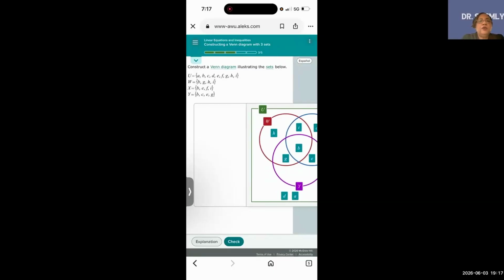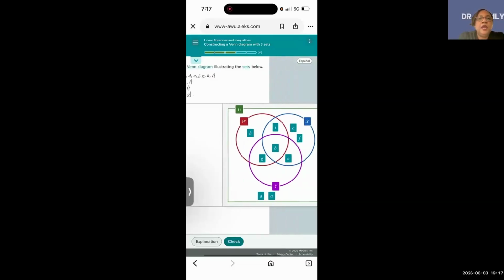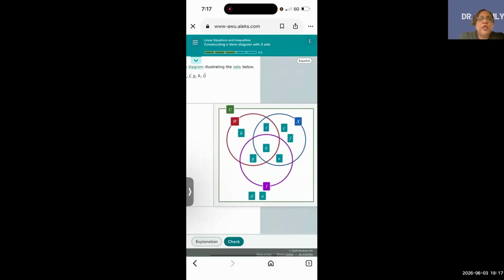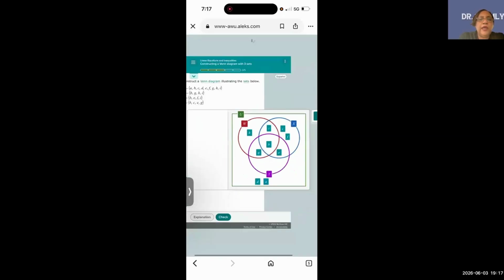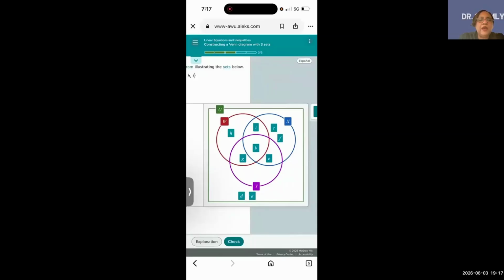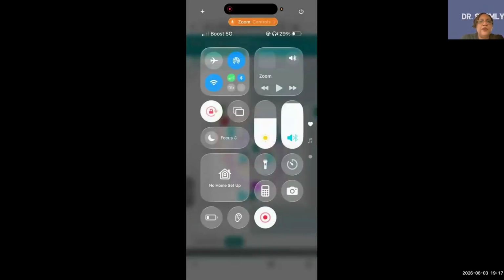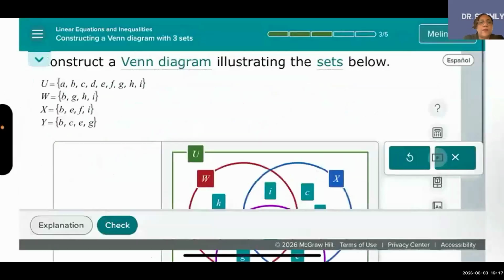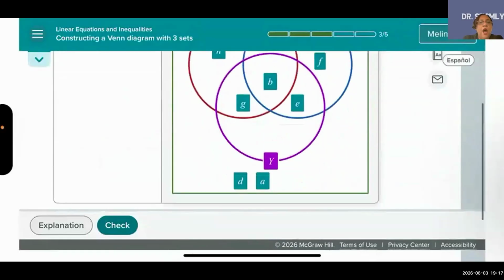Okay, let's see here. So W, B, G, H, I. So W has B, G, H, I. Okay, so no, scroll back over. Can you zoom out? Not in. No, the other way. Can you go the other way? Yeah. Turn your phone sideways. Maybe that'll help. Let's see if that makes it better, because it'll fill up the whole screen. Yeah, that's a lot better.